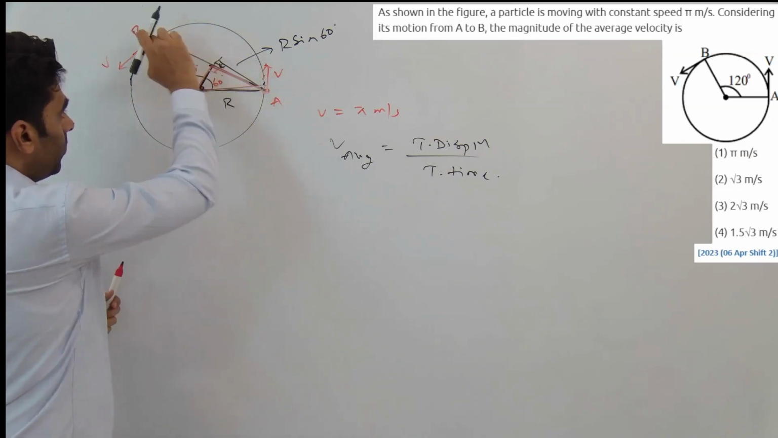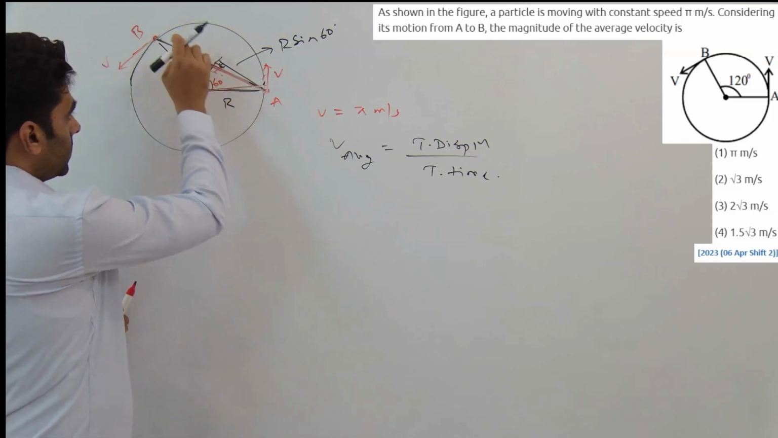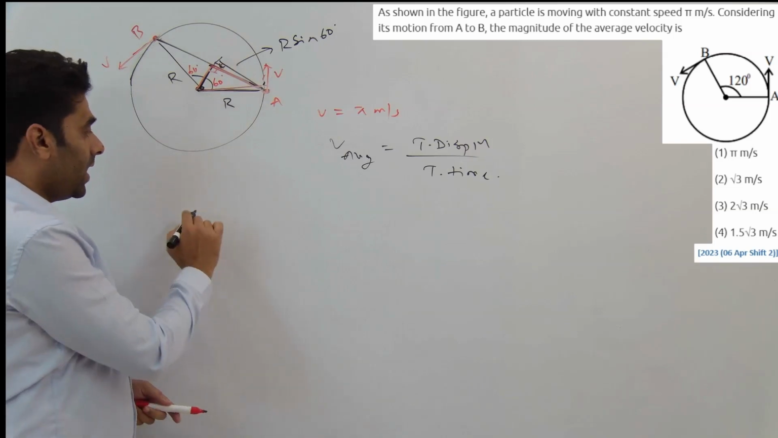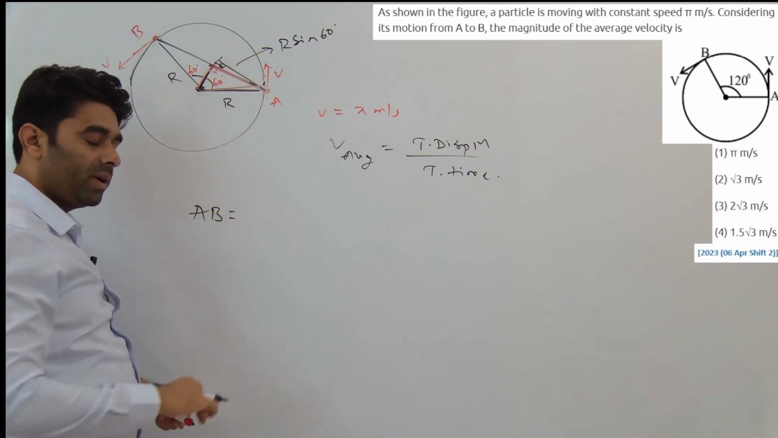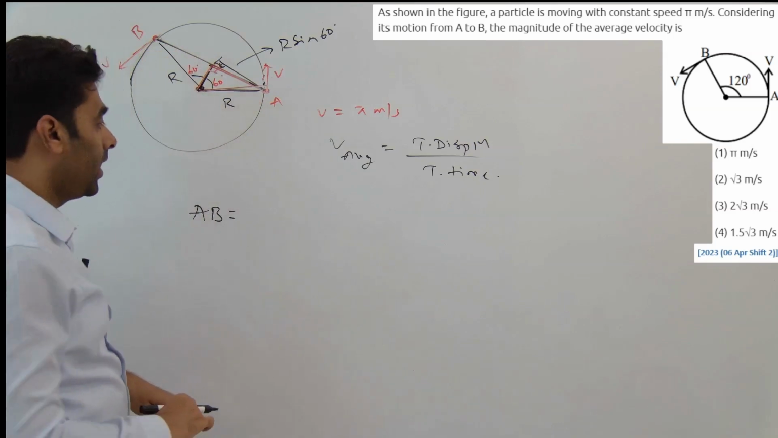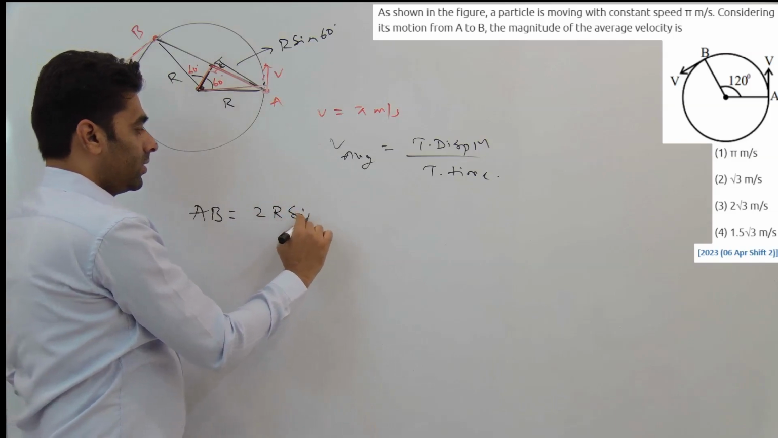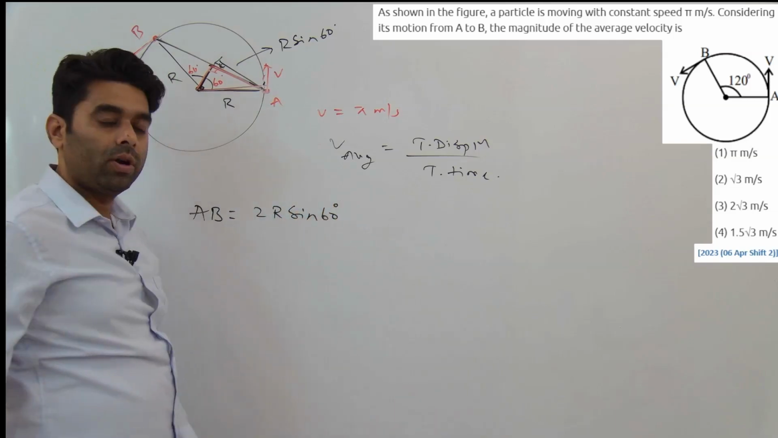Similarly over here you have a triangle, so this also will be R cos 60 and this will be R sin 60. So AB, which for this motion is the displacement, comes out to be R sin 60 plus R sin 60, which is 2R sin 60. Fine, we got our total displacement.